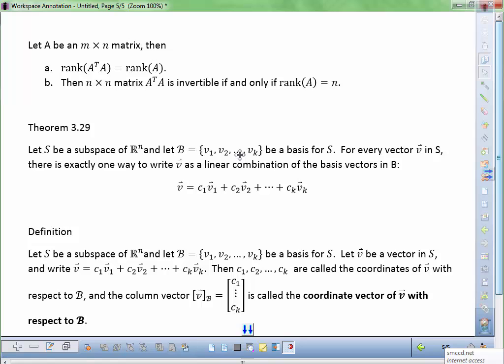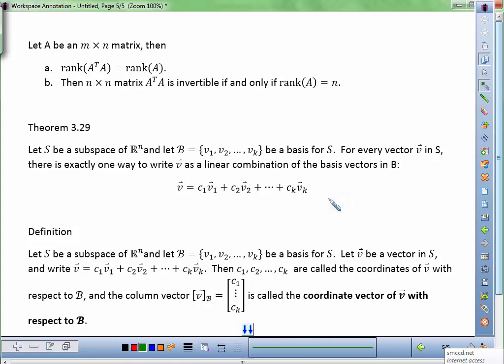So in an example, let's take a look at R3. Let's say we had two vectors u and v in R3. So they form a basis of a subspace. And what does that subspace look like? It's going to be a plane passing through the origin, right? Because it's a two-dimensional thing in R3.